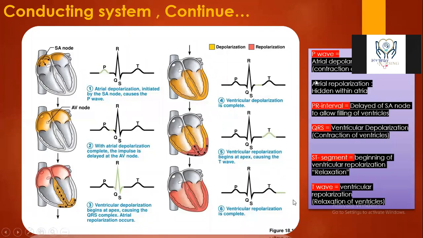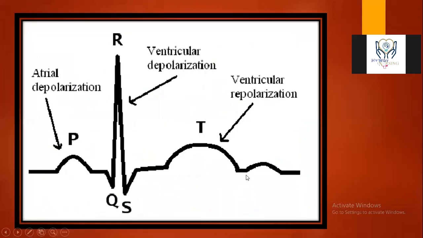So as I've mentioned, the P wave represents atrial depolarization, contraction of the atria, and then the PR interval continues with the atrial depolarization and relaxation of the atria. QRS, ventricular depolarization, it's contraction of the ventricles, okay? And then the ST segment, beginning of the ventricular repolarization or relaxation. Lastly, we have the T wave, which is relaxation of the ventricle.